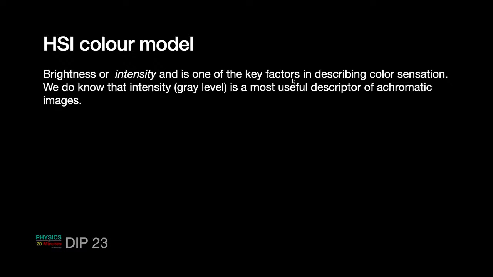We have described this attribute as gray level earlier, and it is used even for achromatic images. If there are no colors, still brightness plays the role: how bright or how less bright a particular color is. So this is an example. You can see that this is a very bright red, and as you come here it becomes a dull red, and this is a very dull red. So again, this is the third attribute.